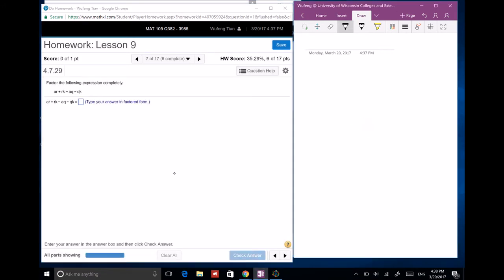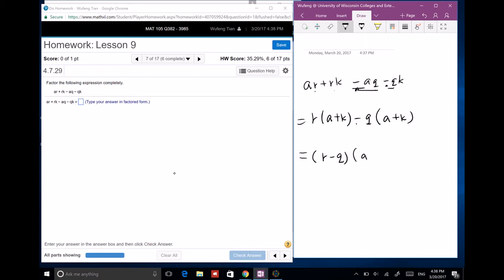Okay, so you have four terms. Group factoring: ar plus rk is the first group, minus aq minus qk is the second group. First group, r is a common factor, r times a plus k. Second group, negative q is a common factor. Factor negative q out, it is a plus k. You have two negatives, but a negative is factored out, so it's plus. So the answer is r minus q. You have negative q factored out, so you have a plus k remaining. So a plus k is a common factor, and r minus q.